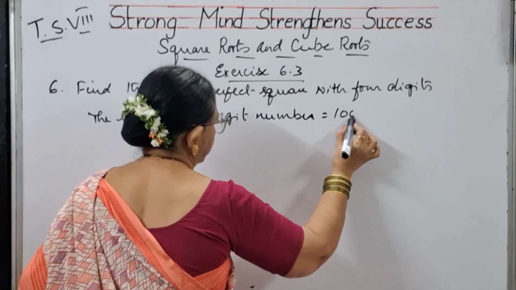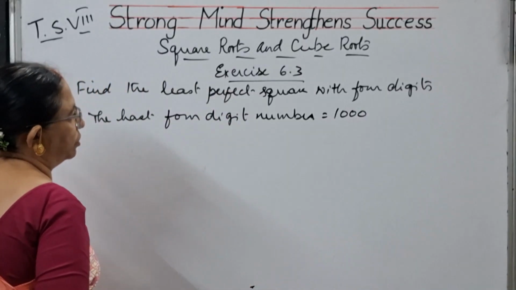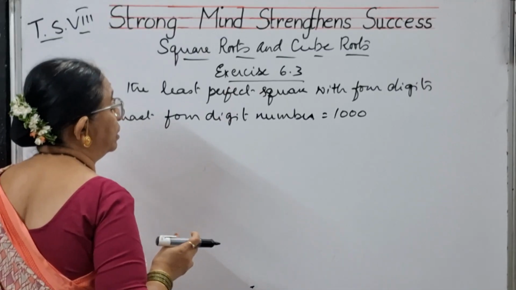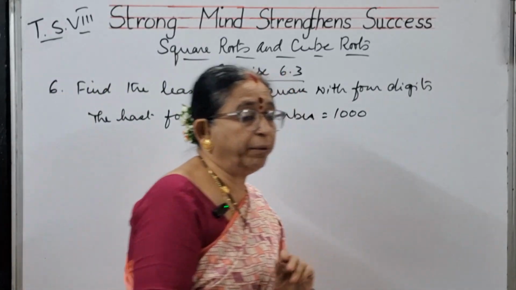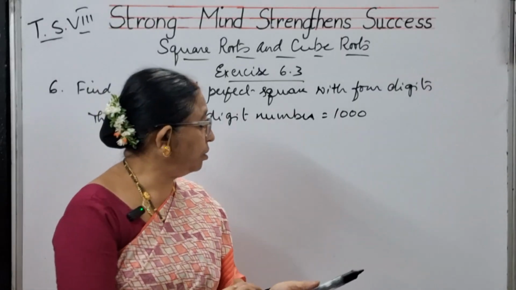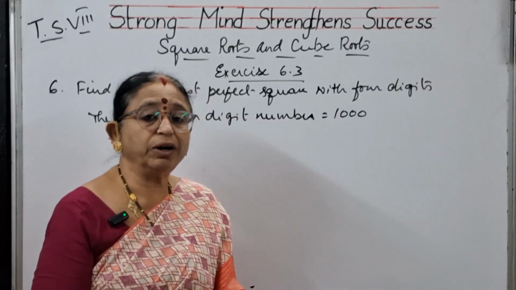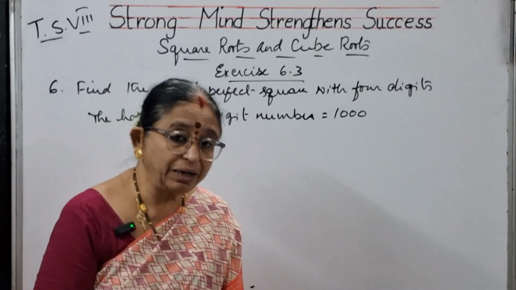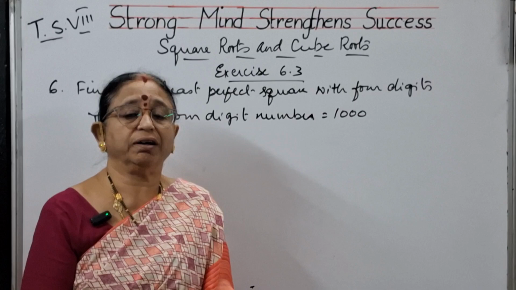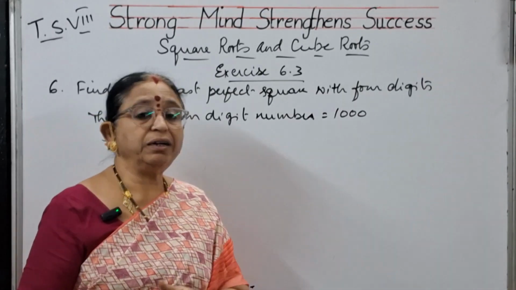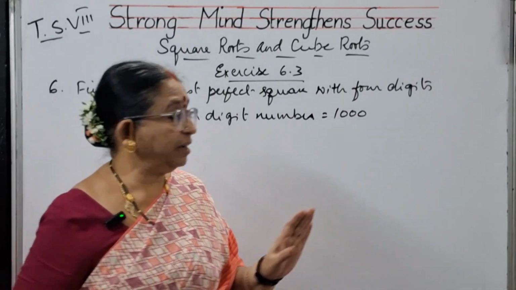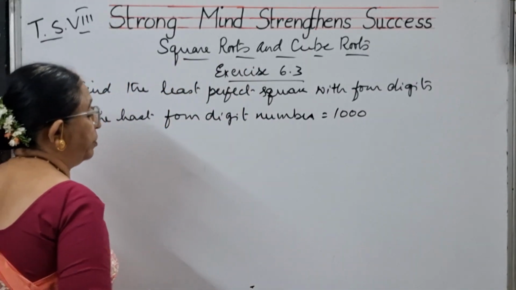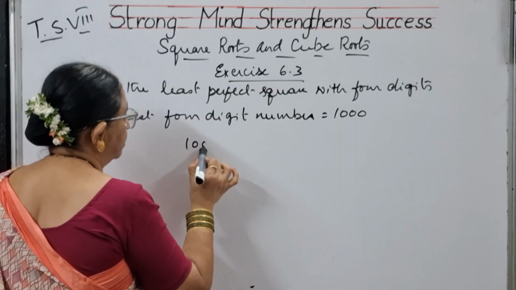The least 4-digit number is equal to 1000. So this is the least 4-digit number. Definitely this 1000 cannot be considered a perfect square. So what is the least perfect square with a 4-digit number? That means some other number should be added to this 1000 to make it a perfect square. So let us see what number should be added; you will understand by finding its square root.